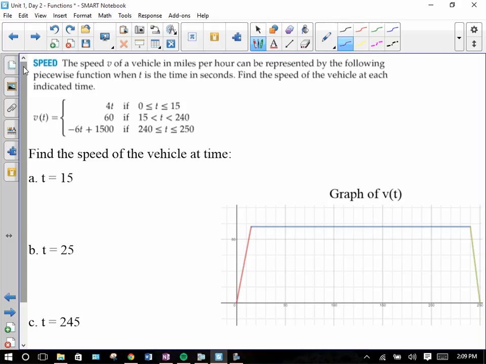This is actually out of your book as well. This is underneath guided practice on page 8. So you don't need to write down the problem. You can just put guided practice page 8.